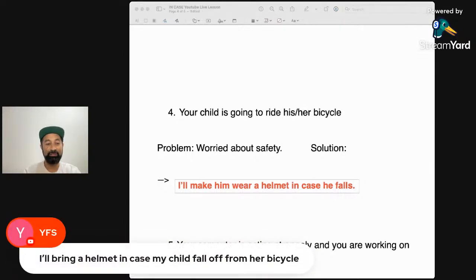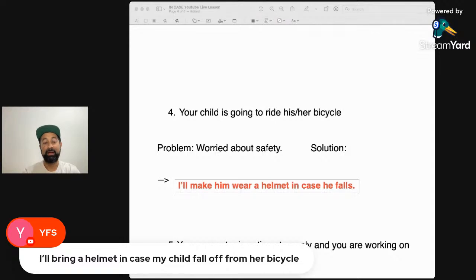YFS, I'll bring a helmet in case my child falls off from her bicycle. Falls. Don't forget the S on the fall here. Okay, so I will, one second here.